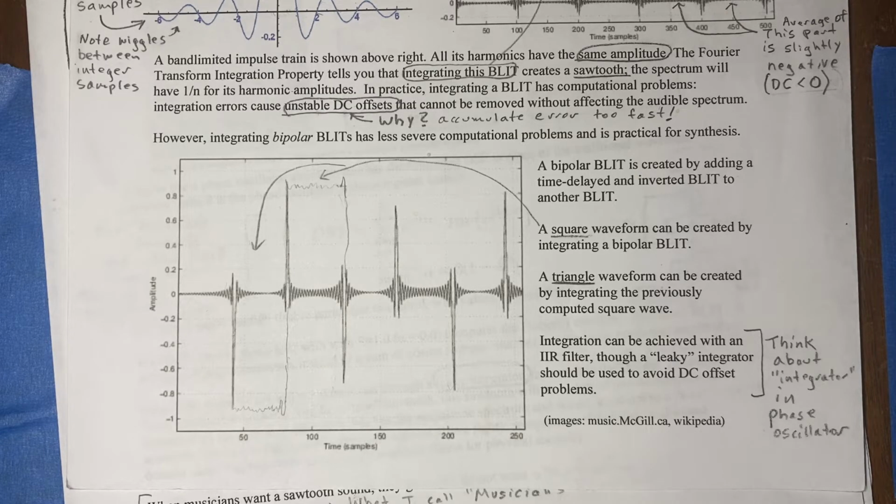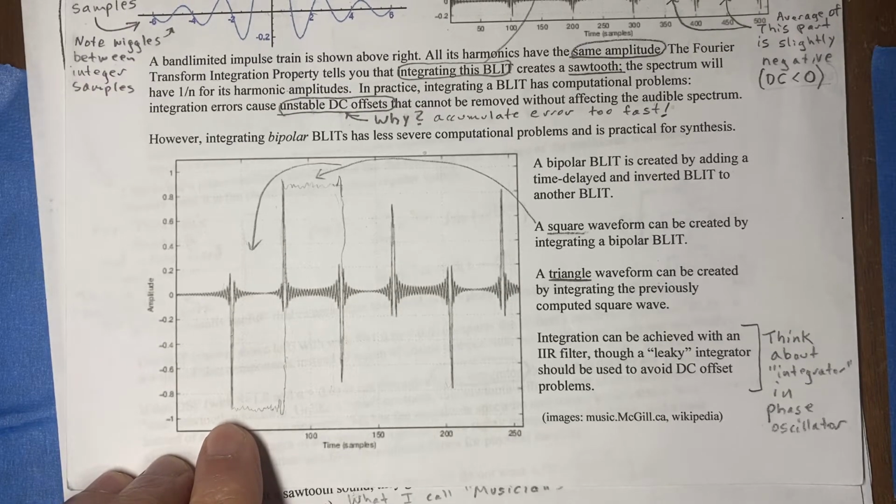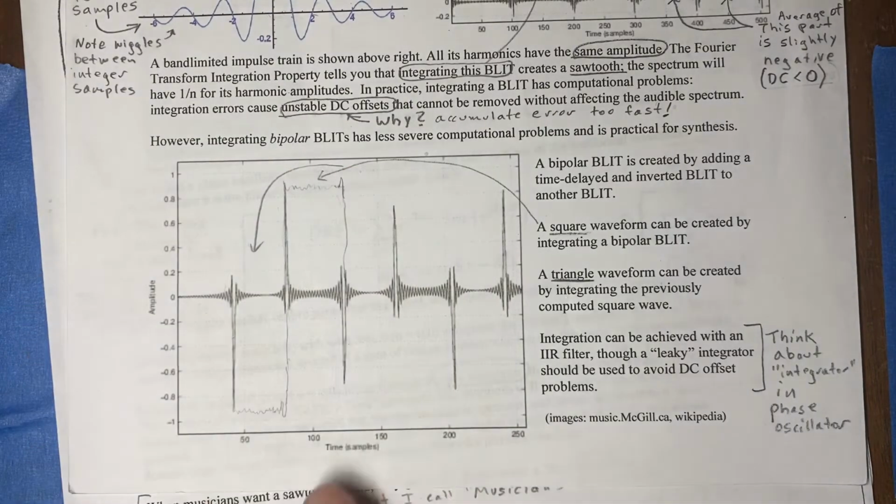And if you integrate a bipolar BLIT, you end up with a square wave, right? Because you get the -1, then you get this big positive one, -1. You integrate that, you get a square wave. You integrate that again, you get a triangle wave, and all of those are band-limited. So that's kind of a cool thing. So it is possible to get a square wave and a triangle wave this way.